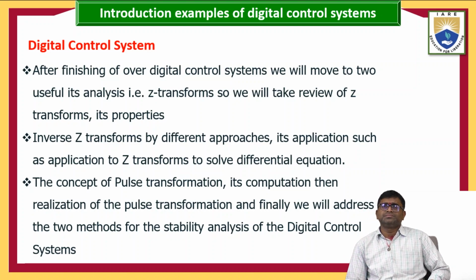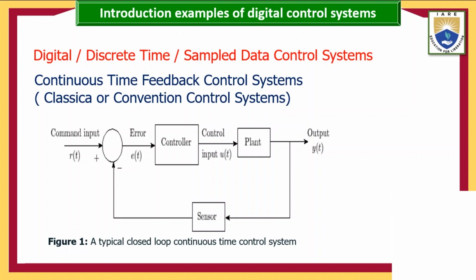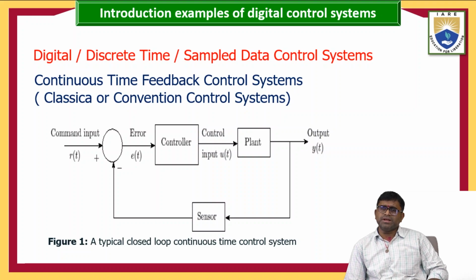So now I am coming to the digital control system topic. Before going to the digital control system, I am taking the example of the linear control system, that is the feedback, closed loop control system. It is also called a conventional control system and classical control system. I am explaining this with a brief discussion because it is applicable in the case of the digital control system also.